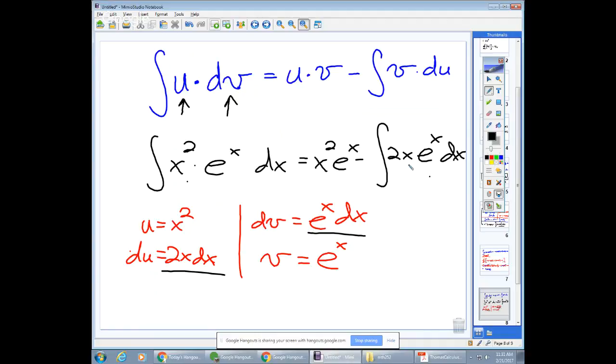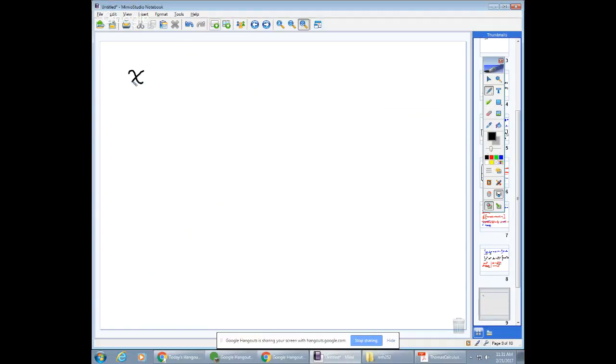But what's the problem here? I can't directly take the antiderivative of that because that x, pesky x, is standing in the way. So guess what we're going to do again? We're going to do another integration by parts on that. So sometimes you have to keep applying it. Okay. So right now we're at the point where we have x squared e to the x minus, I'm going to pull the 2 out, I think, x e to the x dx. Did I copy that correctly?